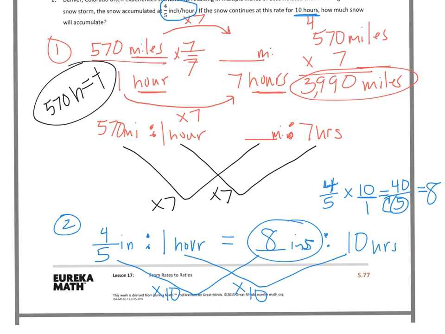You can use any of the other ones. I can do 4 fifths times H. So 4 fifths of an inch times the number of hours is going to get me my total inches. So I can take 4 fifths and multiply it times however many hours they give me, whether it's 10, 20, 56. I just multiply it by that number, and I'm going to get my total number of inches that fell during that time. Hope this helps.